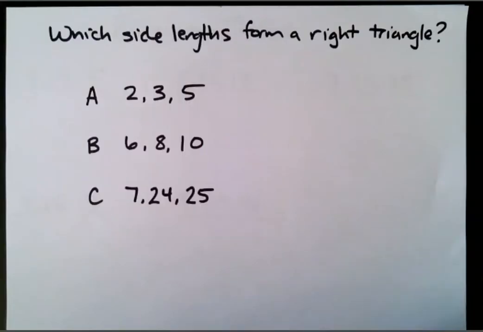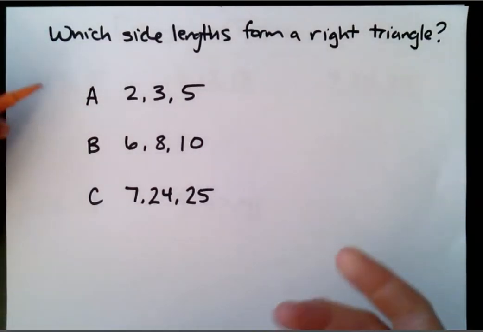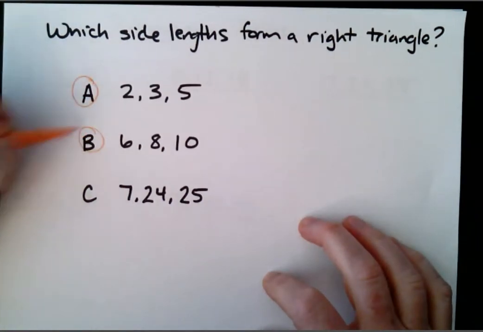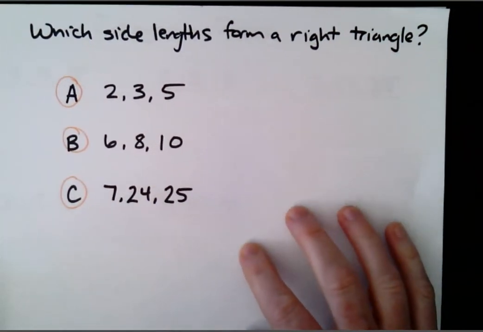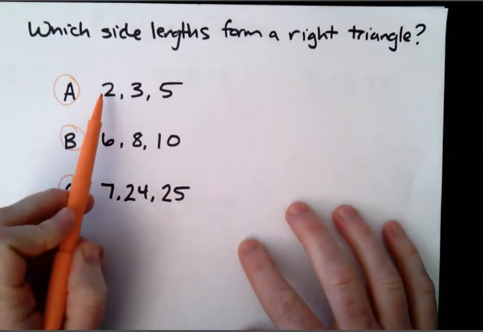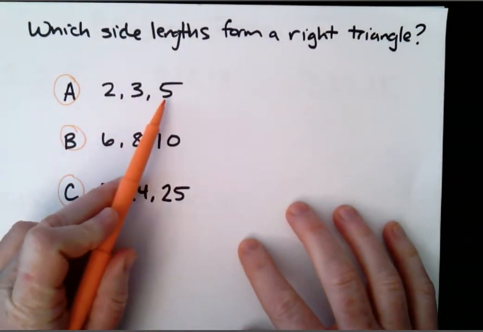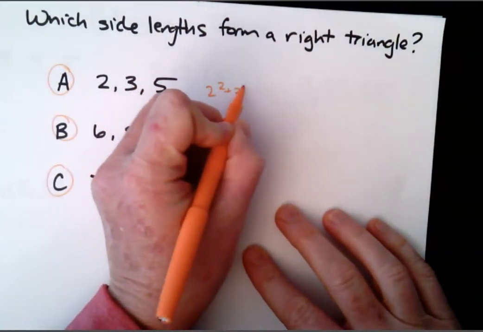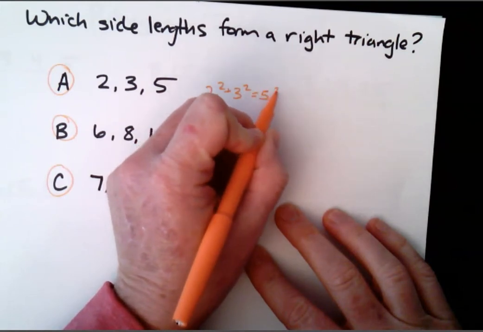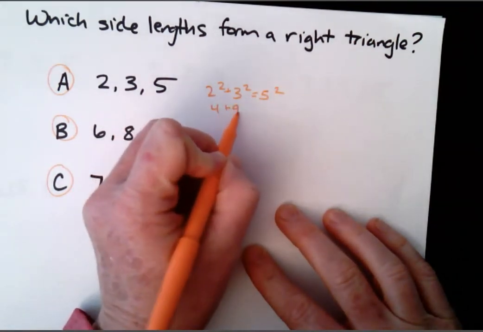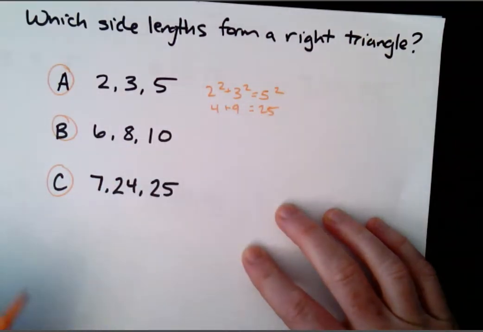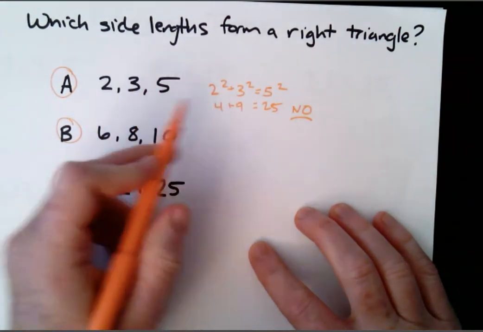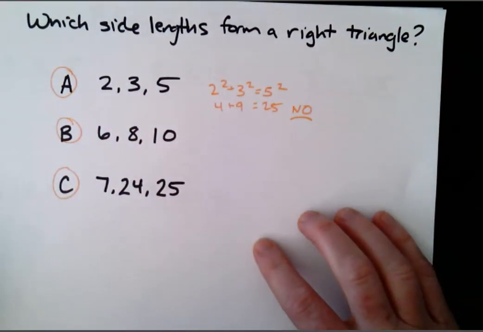is 24. Another type of problem you can have, it'll ask you which side lengths form a right triangle, A, B, C. Okay, so we have three options. The only way to test that is to see if 2 squared plus 3 squared equals 5 squared, the longest or the largest number. So is 4 plus 9 equal to 25? No, this is not a right triangle. 2 plus 3 equals 5, but their squares don't equal one another.